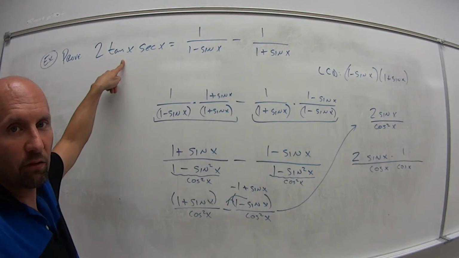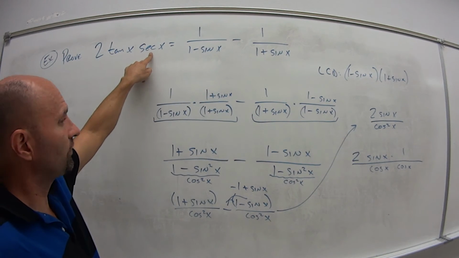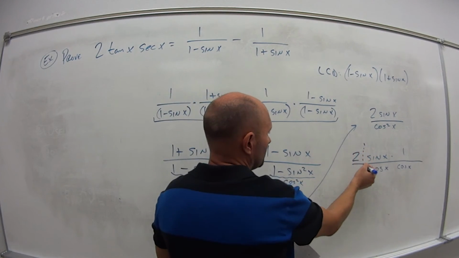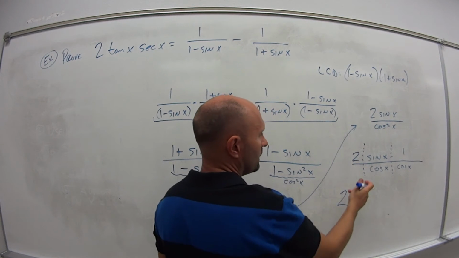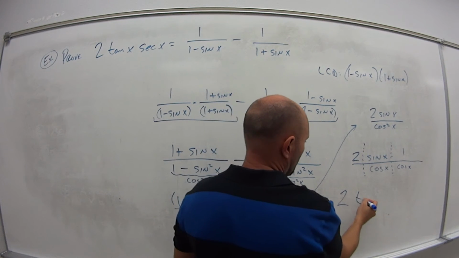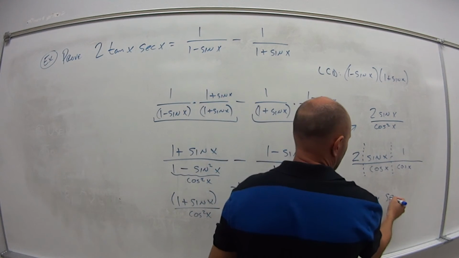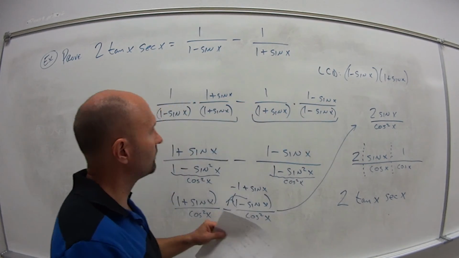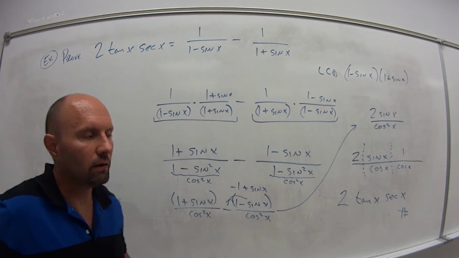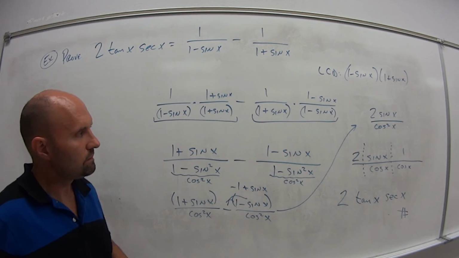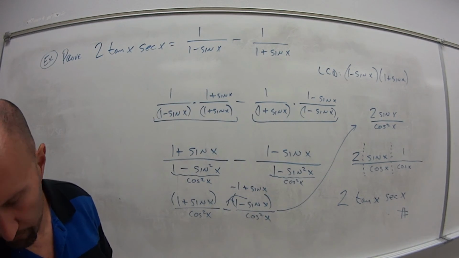Well, what are we trying to get to eventually? We're trying to prove that this thing is equal to 2 tangent of x secant of x. So if I look at this as 3 parts, what do I get? 2 over 1 is 2. Sine of x over cosine x is what? It's tangent of x. And 1 over cosine of x is equal to what? Secant of x. Which is the same thing we started with on the left, which means we are done with that proof. So we've shown that the left side is equivalent to the right side.